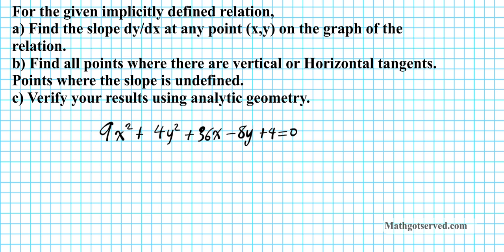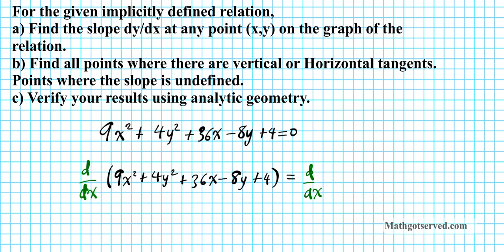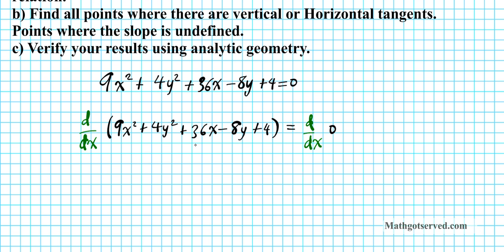So we're going to find d/dx of the entire equation, 9x squared plus 4y squared plus 36x minus 8y plus 4 equals d/dx of 0. To preserve equality, whatever we do to the left side, we have to do exactly the same thing to the right side of the equation. So let's go ahead and differentiate the left side implicitly.